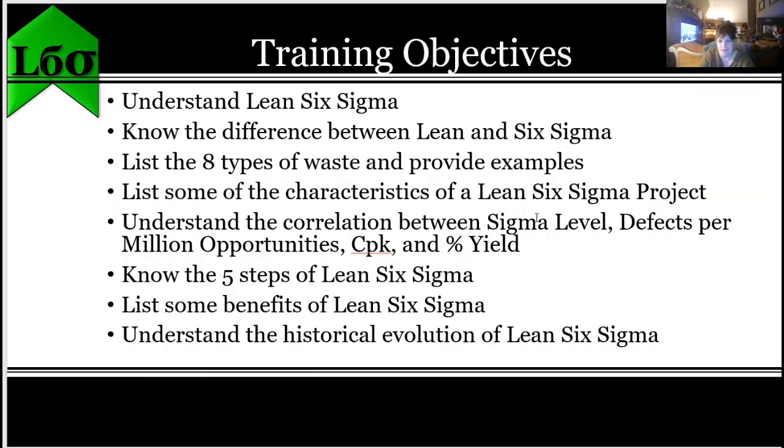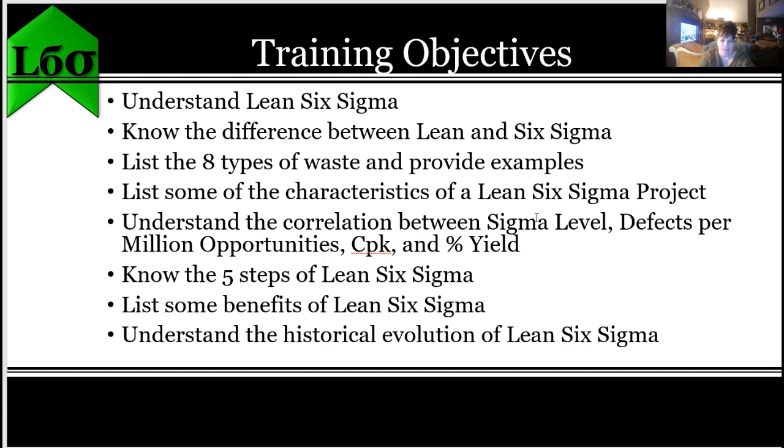Our training objectives for this lecture are to understand Lean Six Sigma, know the difference between what Lean and Six Sigma are so that you can see what they do together as a powerhouse, list the 8 types of waste and provide examples, and list some of the characteristics of a Lean Six Sigma project.